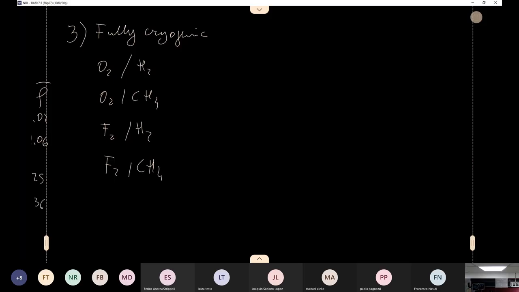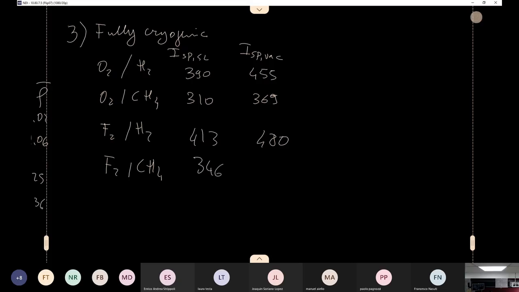We would like to mention also here the specific impulse at sea level and in vacuum, same conditions as before. The vacuum specific impulse in seconds. And you see that we have significantly higher specific impulse in the case of hydrogen as the fuel, whereas there is a slight improvement considering methane compared to the other hydrocarbons. Again, the maximum performance comes from considering chlorine as the oxidizer.